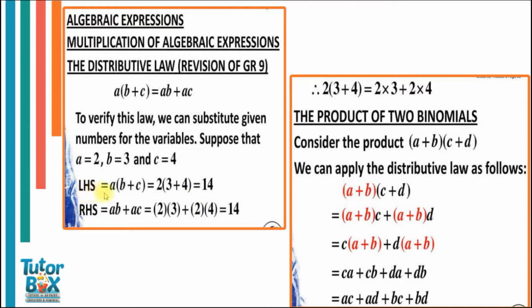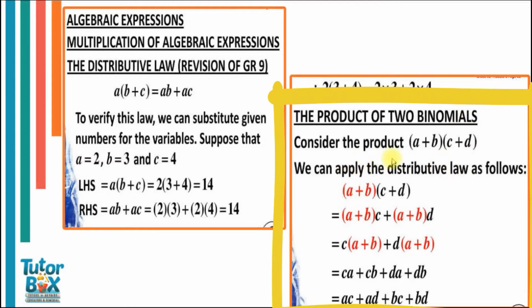So the left hand side, the A bracket B plus C close bracket will be equal to 2, and then in brackets you have 3 plus 4, you get 14, right? So this part here, if you substitute the 3 and the 4, you should get 7, and then you multiply by 2, you get 14. And then the right hand side as well, if you do the maths, you should get 14. Okay, so that means this is true. This law actually holds. Okay, so therefore, 2 bracket 3 plus 4 is equal to 2 times 3 plus 2 times 4.